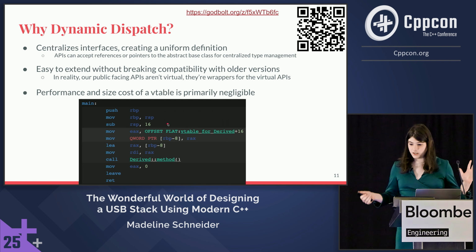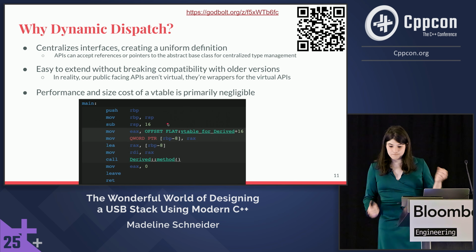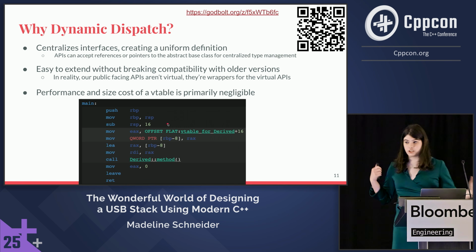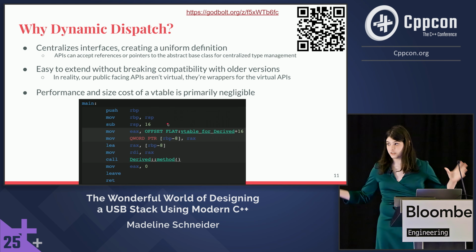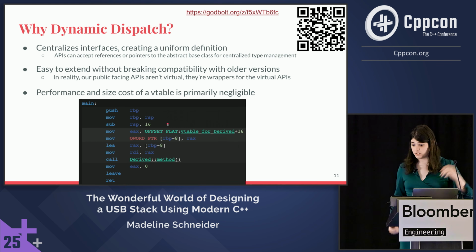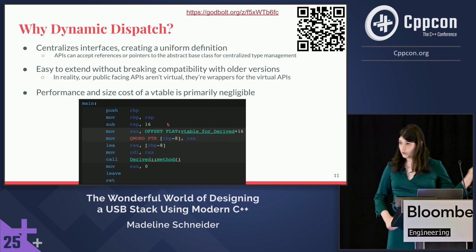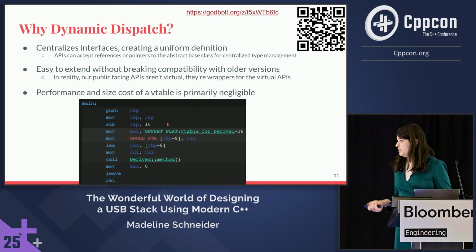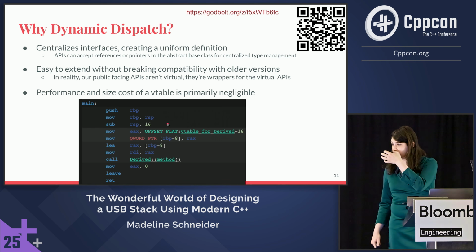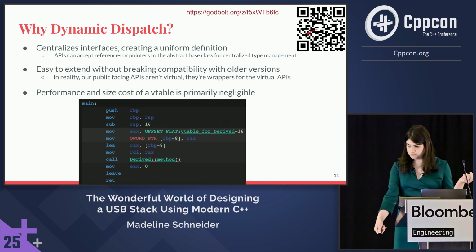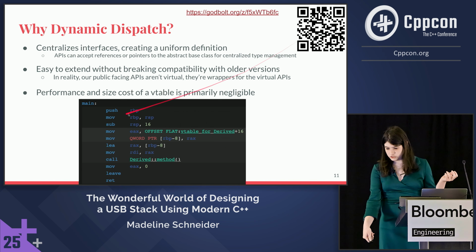Okay, so why dynamic dispatch? It centralizes the interfaces and creates uniform definitions. APIs can just use the base class and anything that comes from that specific base class. It's easy to extend, like I was mentioning before, adding prologues, epilogues, whatever. And honestly, the performance and size cost of the vtable is kind of negligible. You can see here, and here's a link to the code that I used for this assembly.